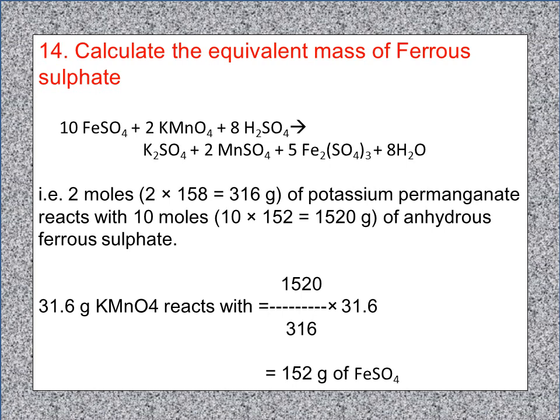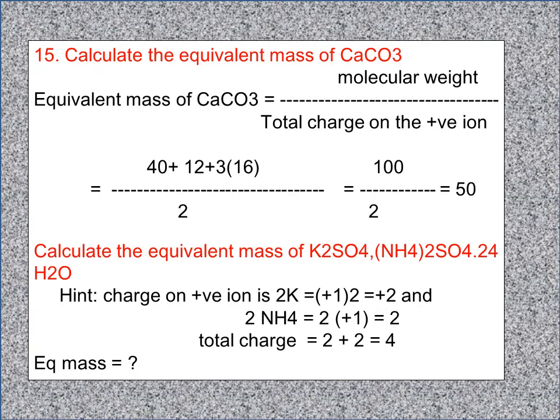So that is the equivalent mass of ferrous sulfate, gram per equivalence. If you want to calculate the equivalent mass of a salt like calcium carbonate, we should use the formula: equivalent mass is equal to molecular weight divided by total charge on the positive ion. Here in this case, the calcium ion carries a +2 oxidation state, or the positive charge is +2. Total charge on calcium ion is +2.